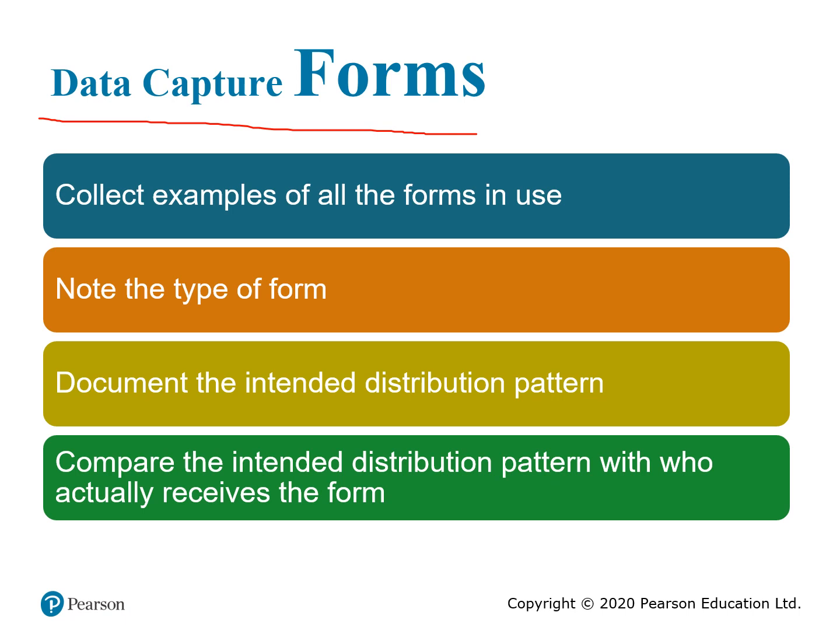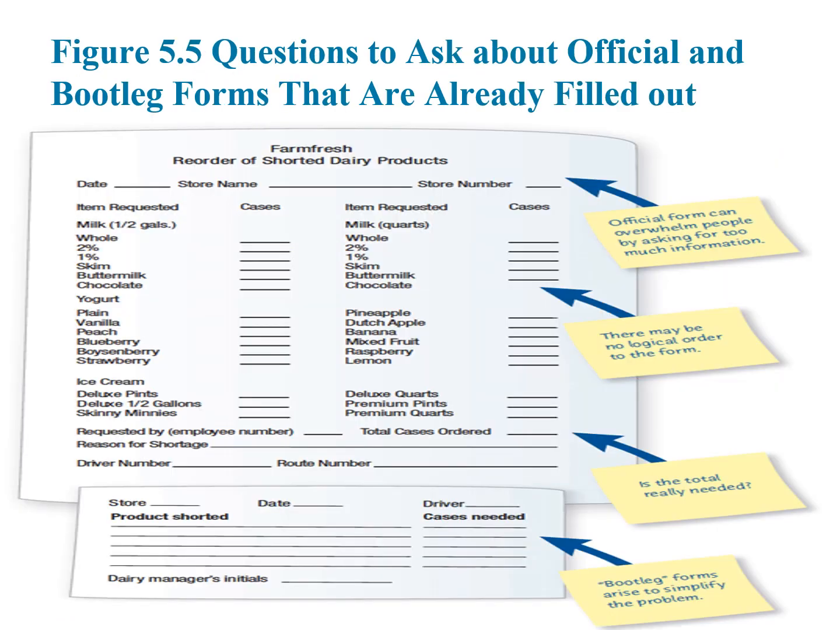So collect examples. As a system analyst, we collect examples of all forms used in the company. Note the type of the forms. We should categorize the group of the forms, and then document the intended distribution pattern, and then compare the intended distribution patterns with who actually received those kinds of forms.